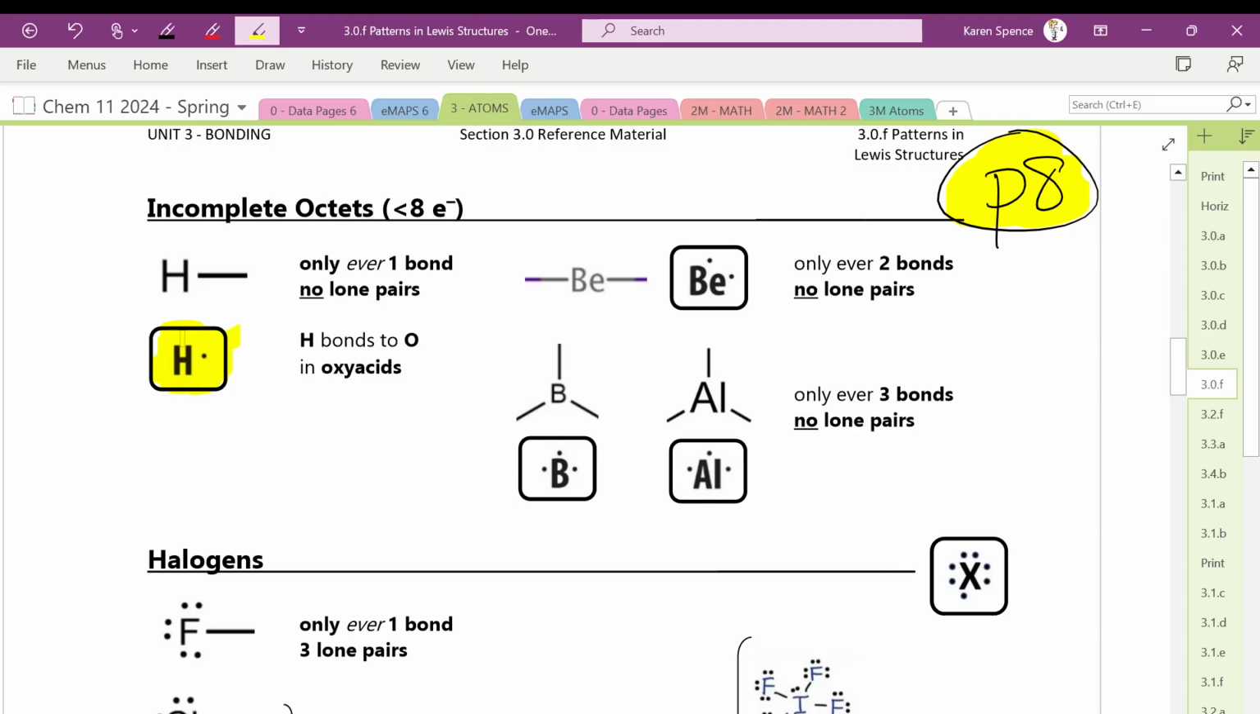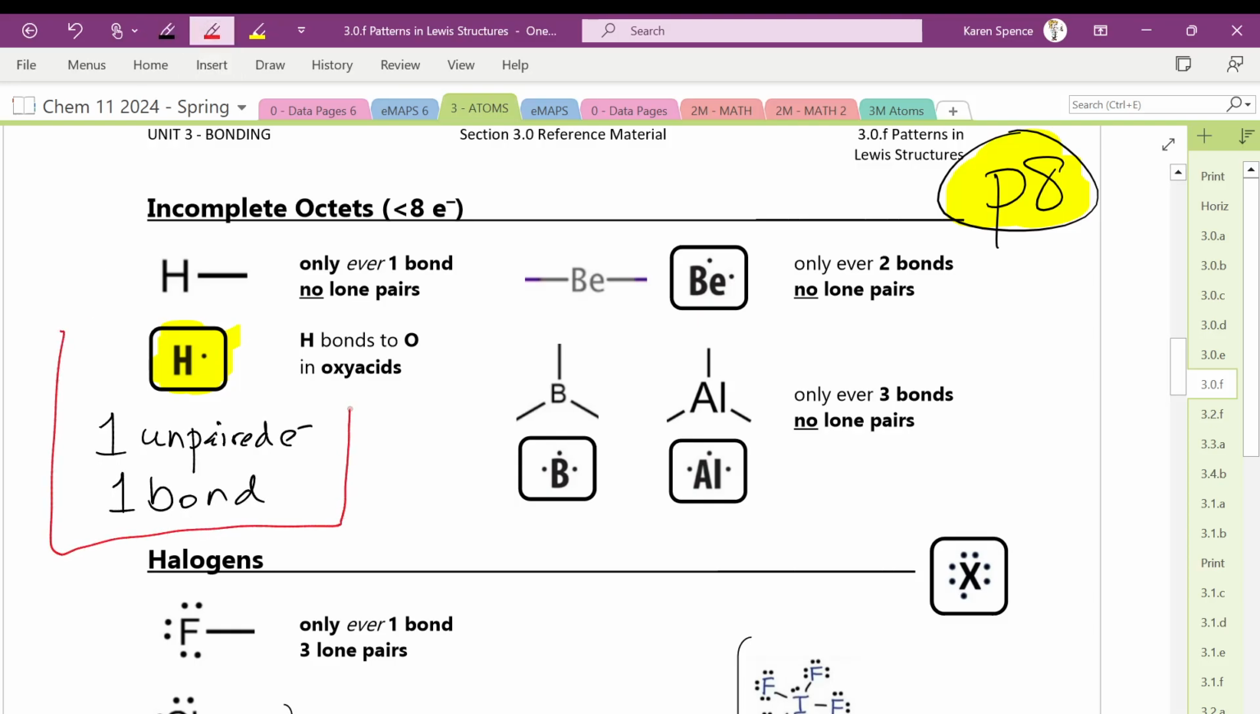How many unpaired electrons? Look at the hydrogen. Tell your partner, how many unpaired electrons? We have one unpaired electron. Therefore, how many bonds will we form? One bond. So hydrogen only ever forms one bond.